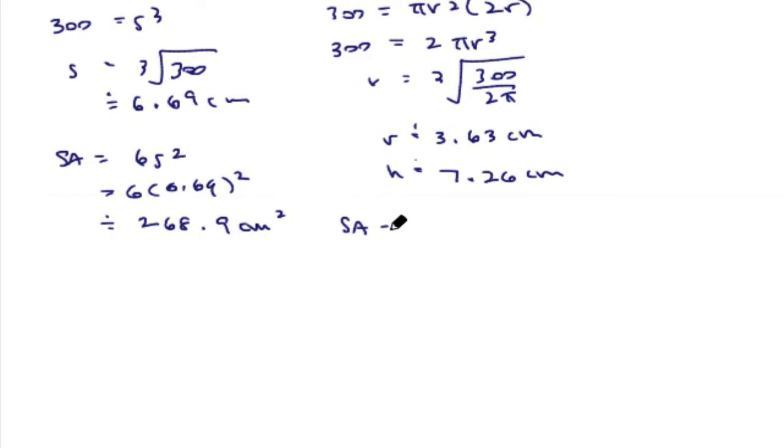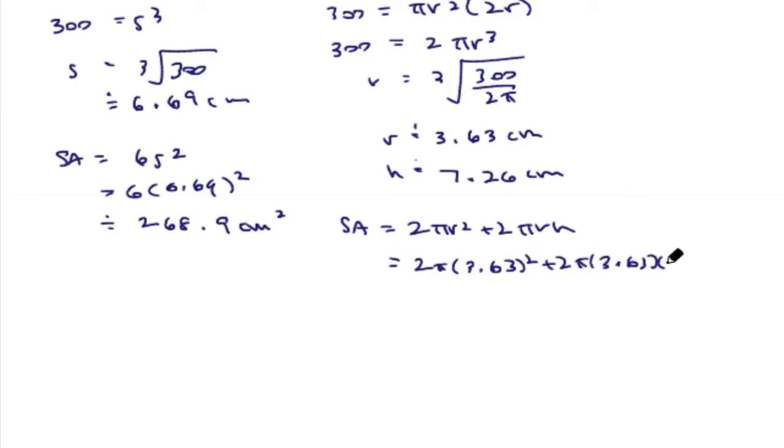The surface area of a cylinder is equal to 2 pi r squared plus 2 pi r h. So if we plug in our values, we get 3.63 squared, 3.63, and 7.26. And we get approximately 248.4, and this is in centimeters squared.